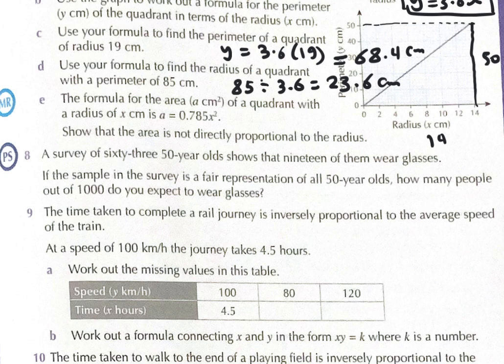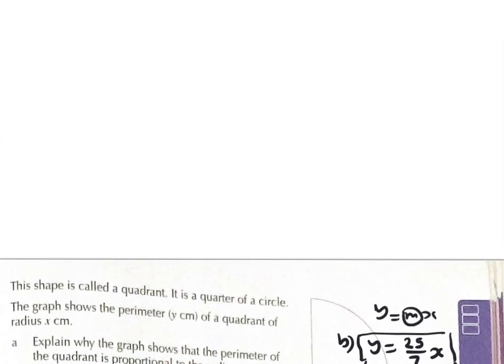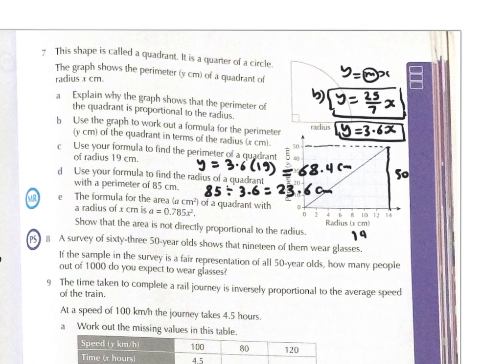Okay, right. Because area is directly proportional to the square of the radius, not the radius. I can write that for you. Because we have this 0.785 or what? Do we have something like this in the control test? Why not?